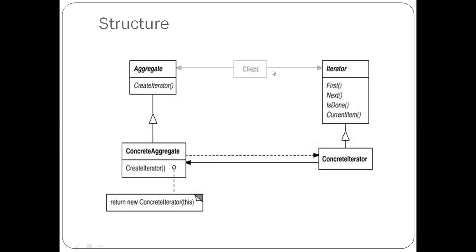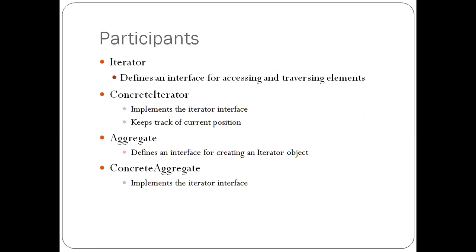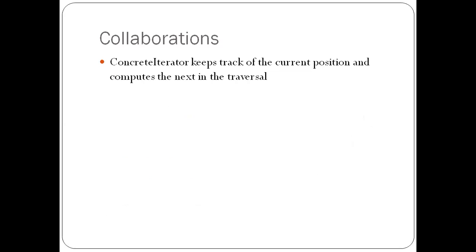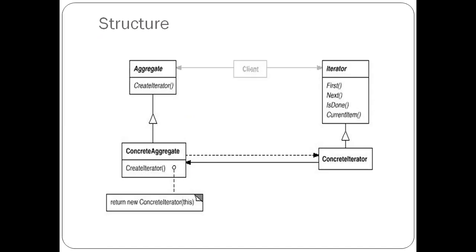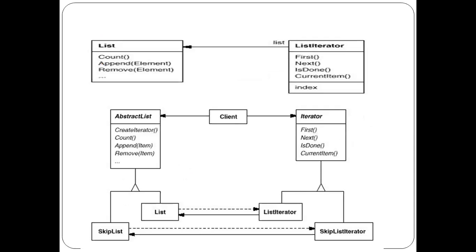From the application, it is called with first, next, is done, or current item to access the iterator. This is a general solution where we have iterator, concrete iterator, aggregate, and concrete aggregate as the elements of the iterator design pattern. We will see this with an example to make clear how it will work.